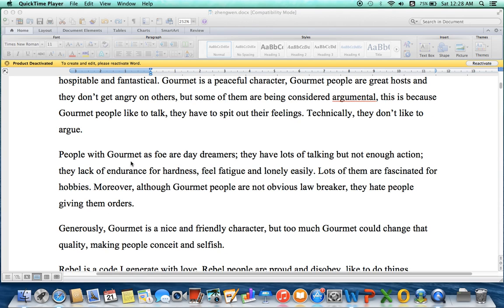And when a gourmet serves as a foe, the bad thing about the gourmet is that it would make people daydreamers and talk big but take not enough action, lack endurance for hardness, and feel fatigue or loneliness easily, vulnerable to fatigue or loneliness. A lot of them easily obsess with some hobbies. Moreover, gourmet is a peaceful character. We don't see them as lawbreakers, but actually they hate regulations. They hate when people give them orders, telling them what to do.